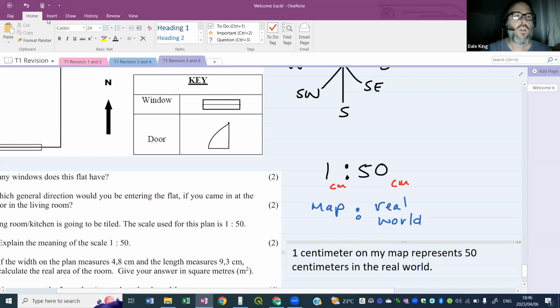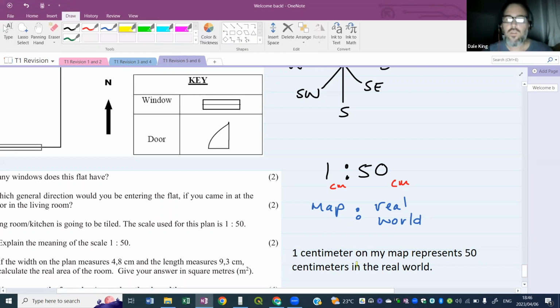And they're looking for those keywords there. On my map versus in the real world or on the ground. Sometimes you can say on the ground. Okay, very good. Well done. So that's what 1 in 50,000 does.